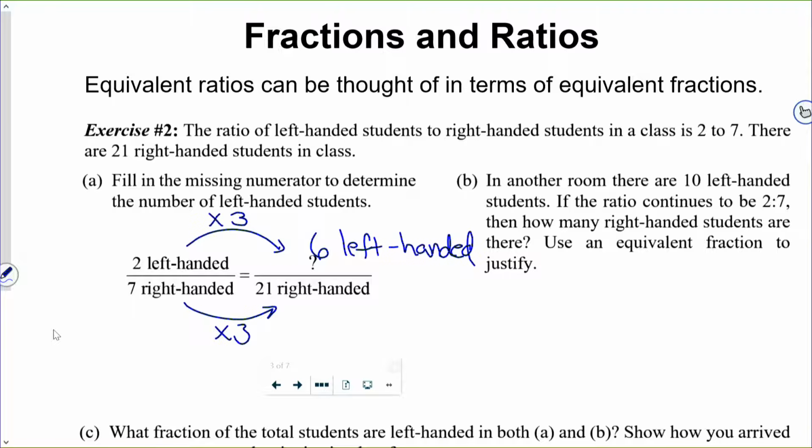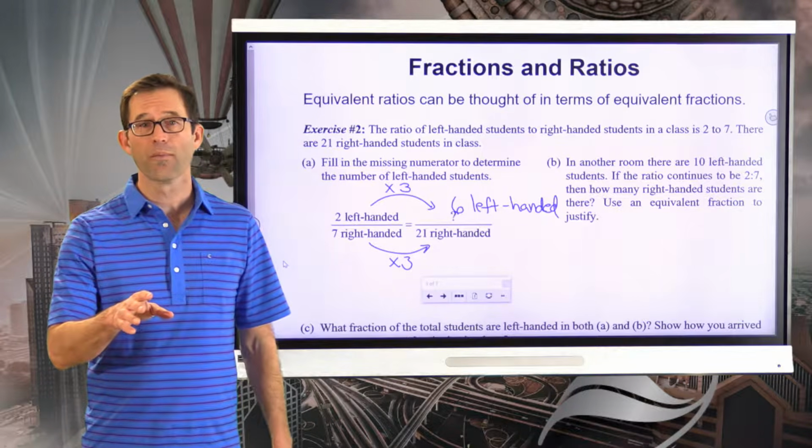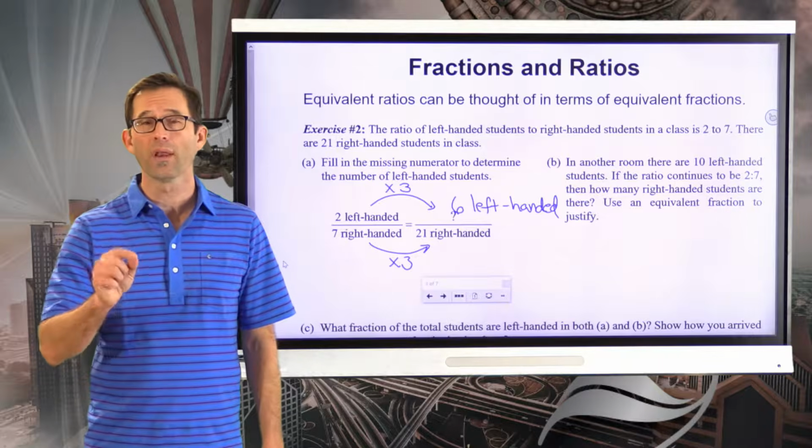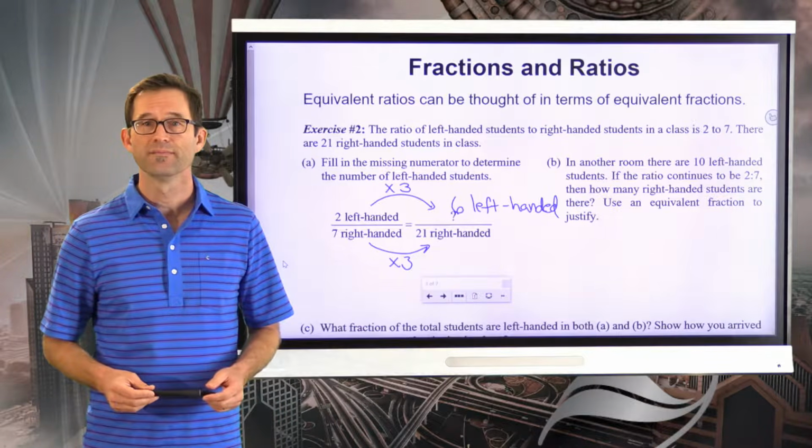In another room, there are 10 left-handed students. If the ratio continues to be 2 to 7, which would be remarkable, then how many right-handed students are there? Use an equivalent fraction to justify. All right, well, what I'd like you to do is pause the video for a moment and see if you can figure out how many right-handed students there are if there are 10 left-handed students.